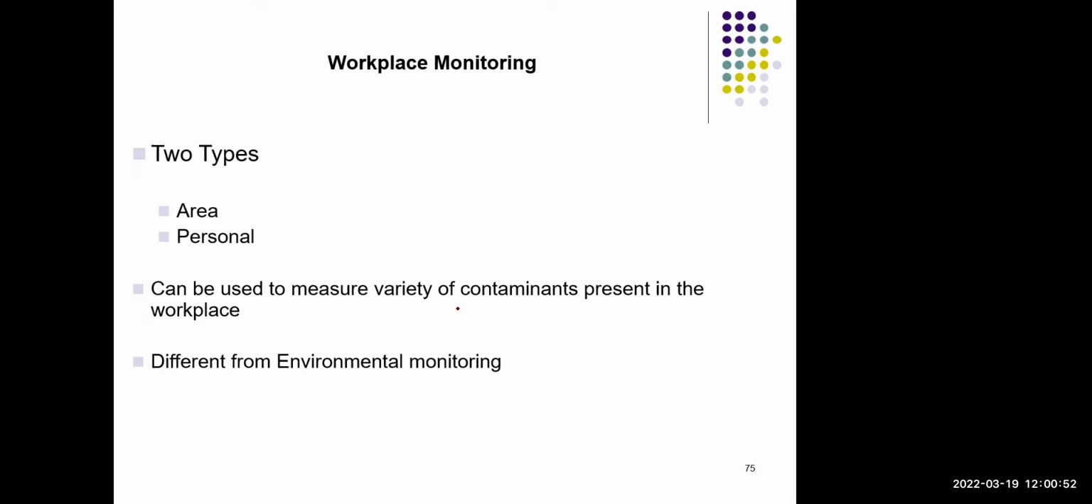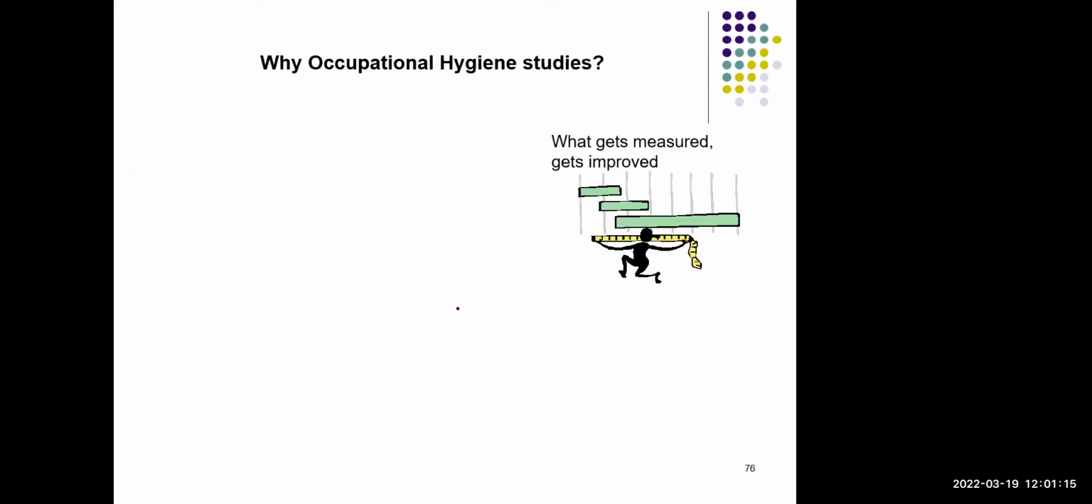It is different from environmental monitoring, which you are supposed to communicate to the factory inspector, that is, the Department of Industrial Safety and Health. At the four corners of the factory there are measuring tools and they communicate automatically to the DISH website. So that is not workplace monitoring. That's just environmental monitoring.